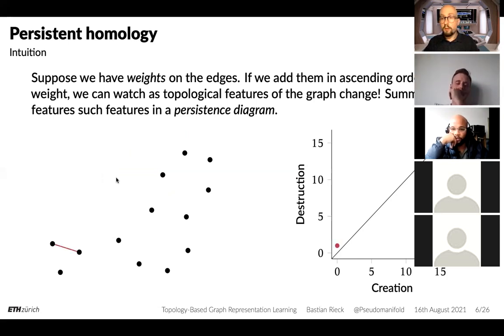So we start with this graph and add a single edge. The single edge already destroys one connected component because previously there were two connected components here, but now there's only one, right? Because those two points are now in the same connected component. So we already have our first topological feature here.